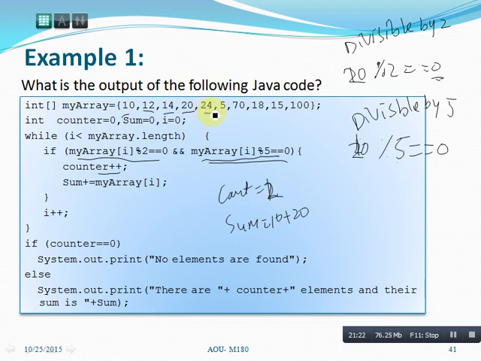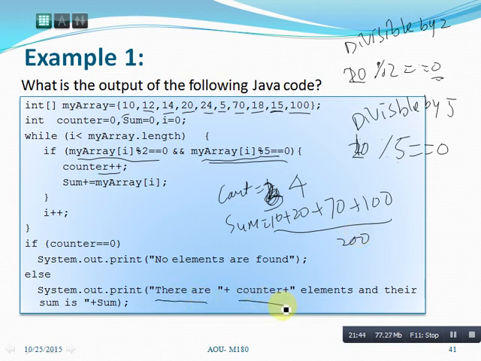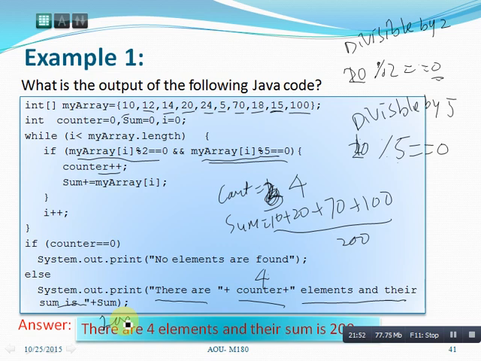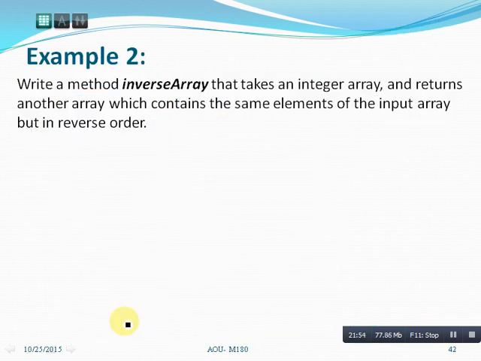Then again you have 24, which is false, it will not come. 70 will come, it is divisible by 2 and by 5. Increment the counter to 3. 15 will not come. 100 will come. So increment the counter by 1, that is 4. Now the total is 200. So the output here is: the counter is not 0, so go to the else part. There are 4 elements and their sum is 200.